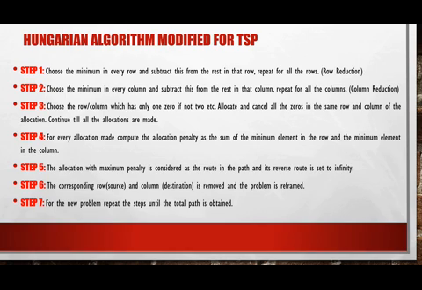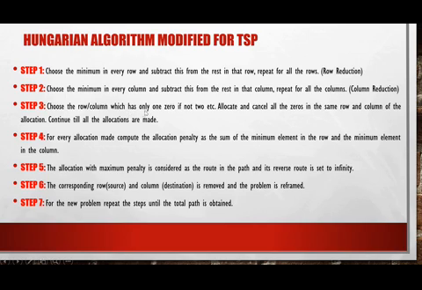Same like assignment problem. First perform row reduction, then perform column reduction. Check whether all rows and all columns have zeros. If all columns and all rows have zeros, straight away go into the assignment step. That is the step that we have written here.